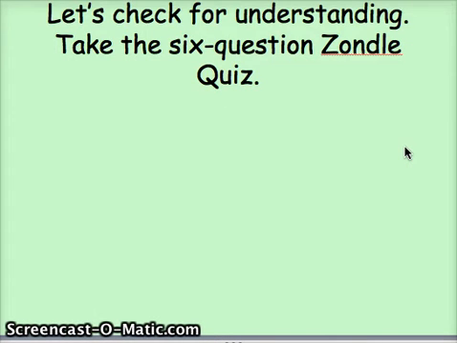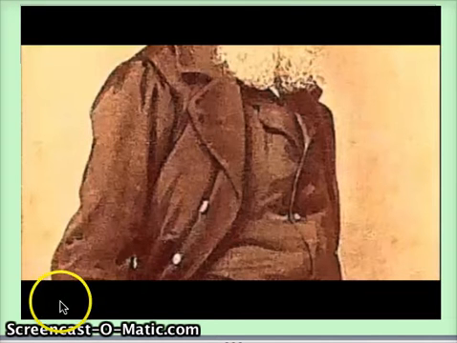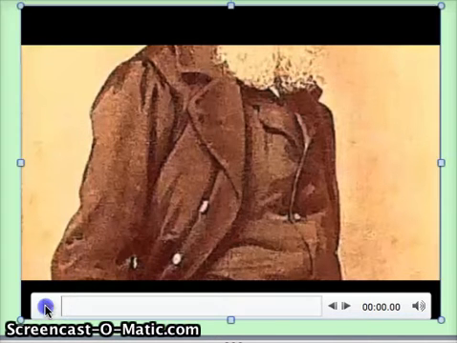So the only thing is there's a short zonal. It's about 6 questions long, and you are to complete it before moving on to the next spot, which is John Brown's raid on Harper's Ferry. We're going to look at John Brown a little bit more in detail. Before you get there, you're going to complete the zonal, but what video is complete without some music, right? I agree.